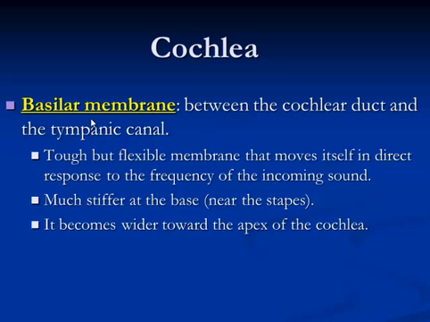So the basilar membrane, where the organ of Corti sits, is between the cochlear duct and the tympanic canal. It's a tough but flexible membrane that moves itself in direct response to the frequency of the incoming sound, and that's very important. So the frequency of the waves in the air are going to transfer into the frequency of the waves in the fluid inside the cochlea. So sound waves turn into fluid waves. It's much stiffer near the stapes, near the oval window, and it gets more flexible as we move down the basilar membrane.